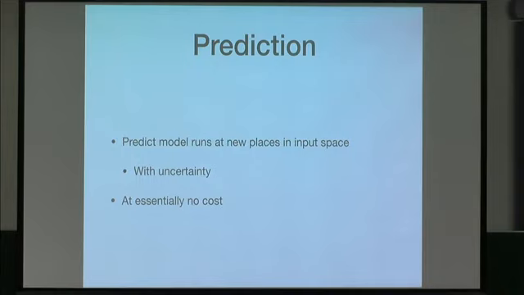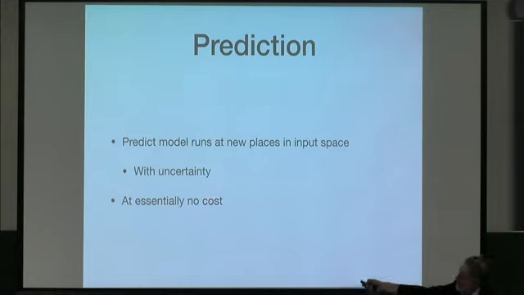So the first one's prediction. I want to run the model at a place I've never run it before. Well, I can now predict with my emulator what that model would give. If you want to be very Bayesian, that's my belief about what the model is going to give me at this new position. And that has some uncertainty on it.